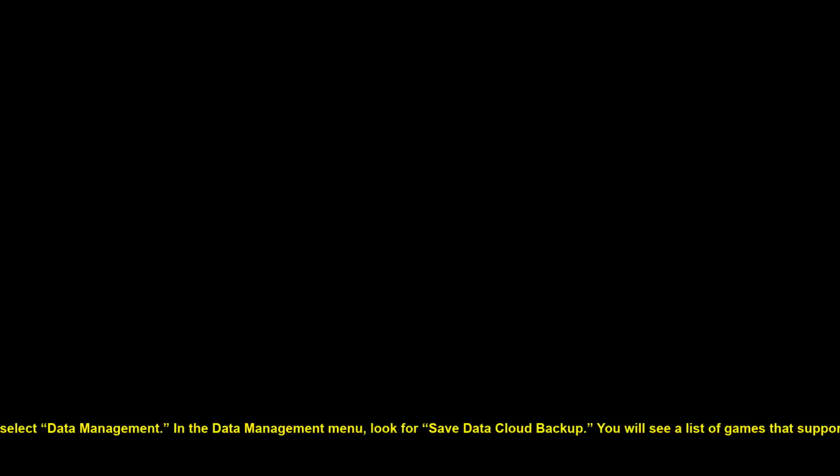Start by accessing the home menu again. From there, go back to the system settings icon. Scroll down and select Data Management. In the Data Management menu, look for Save Data Cloud Backup. You will select the game you wish to back up. Follow the prompts to upload your saved data to the cloud.